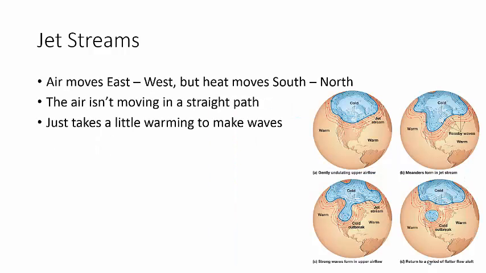Alright, so we know that the air kind of moves east to west. We've got the westerlies, and in the southern hemisphere they've got the easterlies, or the east trade winds. And we also know that heat moves from the equator to the poles. So air is moving one way, and heat is moving the other way. And that's where these Rossby waves develop, because as the heat starts to transfer up, or the cold starts to fall down, you get these little waves.